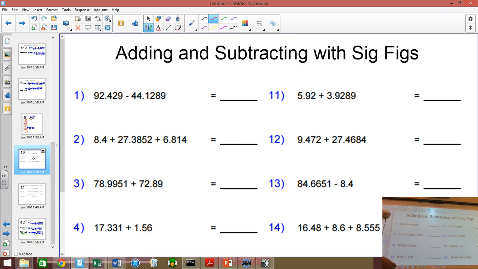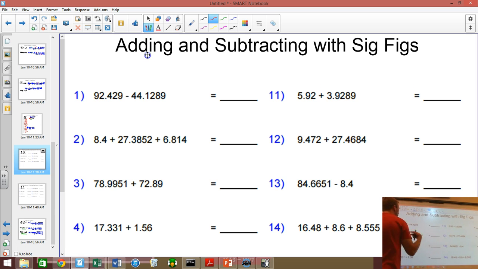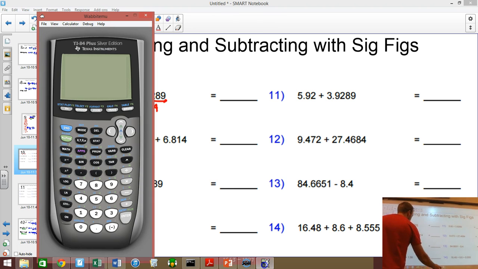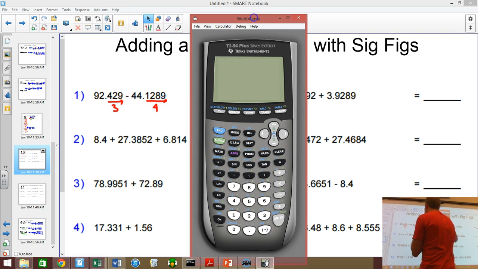The next thing, adding and subtracting. Now, when you add and subtract, you can only go as far to the right as the least number. Let me give you an example. This has nothing to do with sig figs, it has everything to do with decimals. This goes 3 to the right, this goes 4 to the right, so my answer can only go 3 to the right.